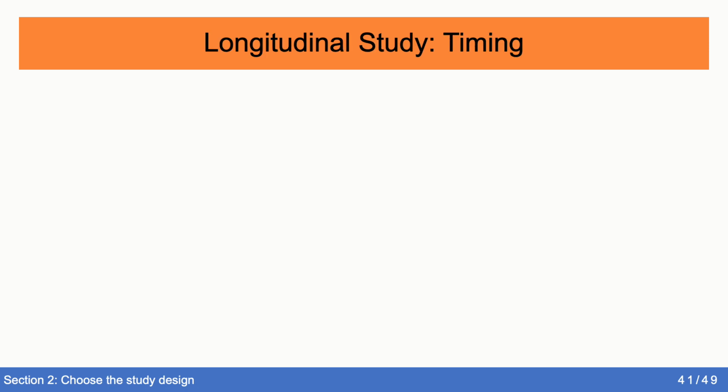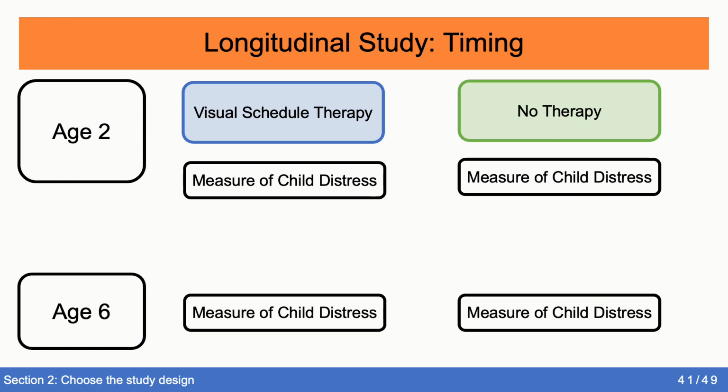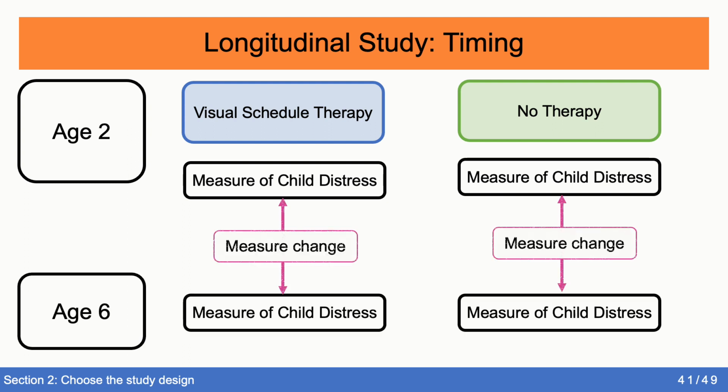Let's go back to the example of a visual schedule therapy versus a control group. At age 2, children will receive the visual schedule therapy or no therapy. The researchers will measure child distress after the therapy program. Then, 4 years later, they will measure child distress again. They will measure change in child distress between ages 2 and 6 for each group. Then, they can compare the change between groups to see if the visual schedule therapy had a long-term effect on the child's distress.